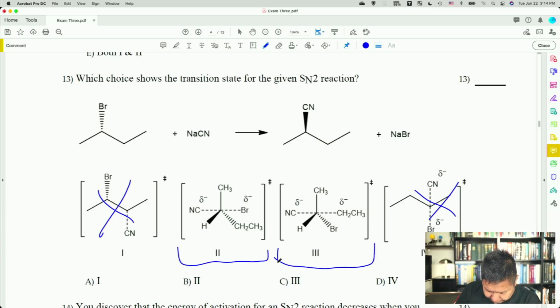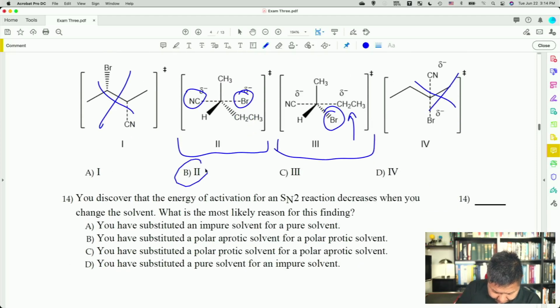And so what you need to decide is which bonds are breaking and which bonds are forming, and it's definitely not the bond between the ethyl group here and the carbon, because the ethyl group is not the leaving group. What's the leaving group? It's the bromine, right? So here we have bromine as a leaving group. Here we have cyanide as the nucleophile. So the answer to that one is 2. Structure 2.